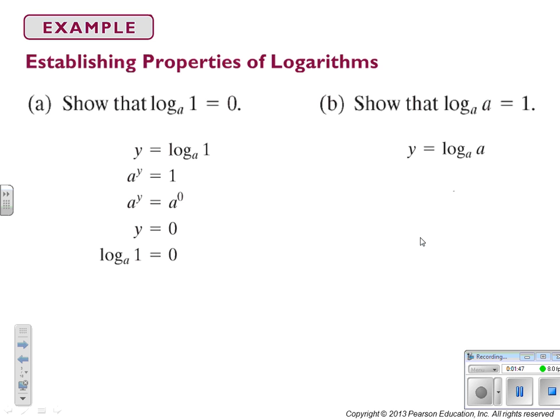All right, so if we want to show that log base a of a equals 1, we're going to say y equals log base a of a. Convert it back to exponential form. a to the y equals a. So what does y have to equal in order for a to the y to equal a? It has to equal 1, which makes it possible to say log base a of a is equal to 1.